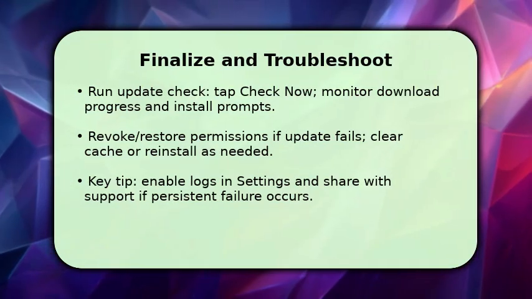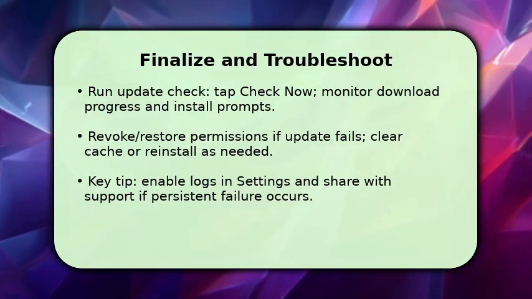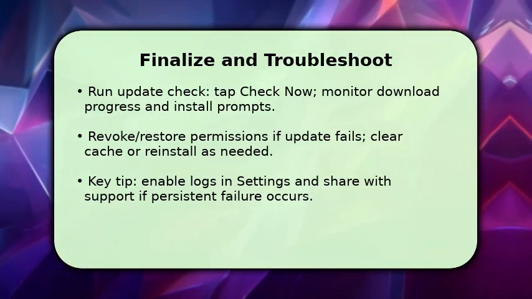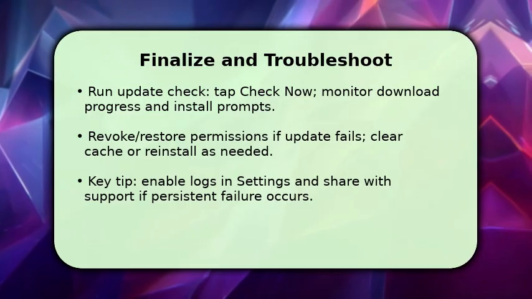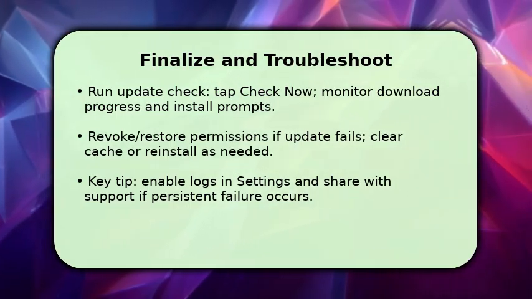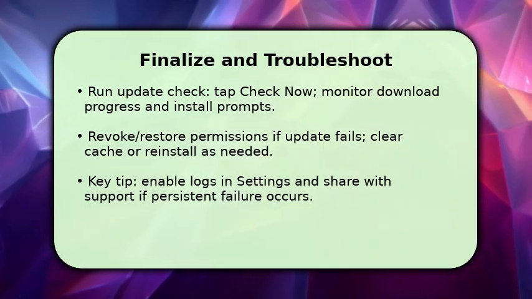You finish by triggering a manual check now to validate installation and update flow. Watch downloads and accept any install prompts. If an update fails, make sure permissions are intact, then clear the app cache or uninstall and reinstall the APK to reset state. Once done, re-enable auto-update and confirm a successful run.